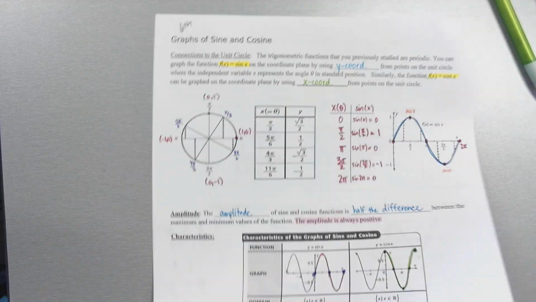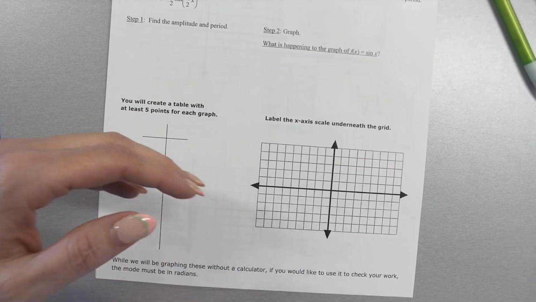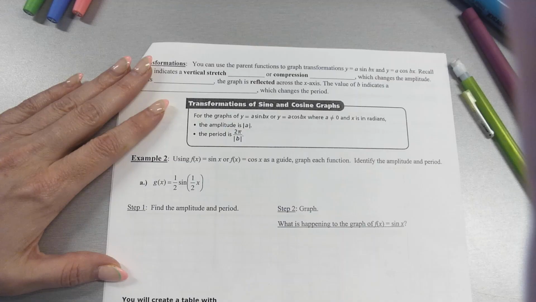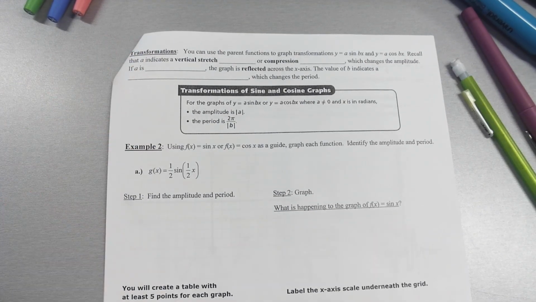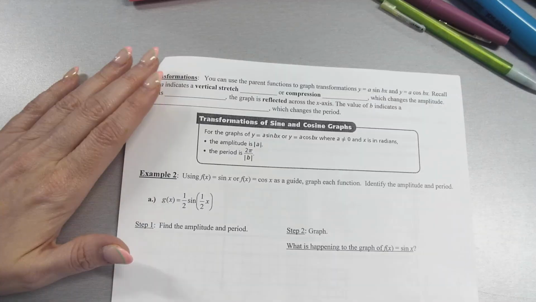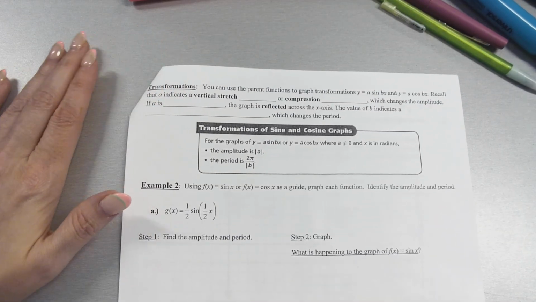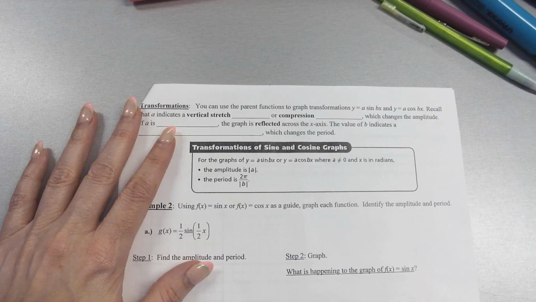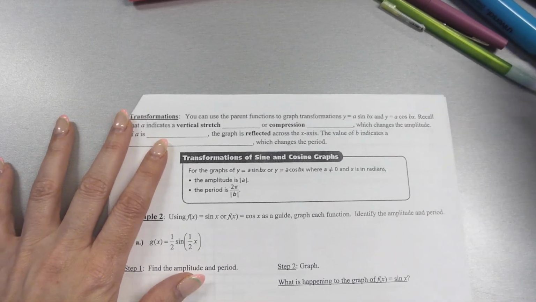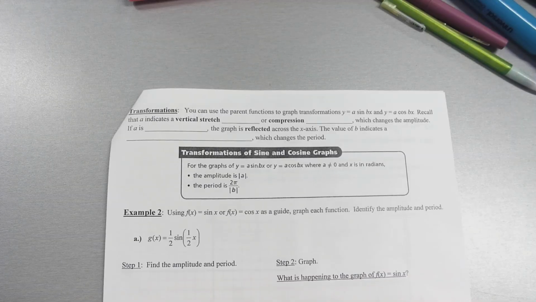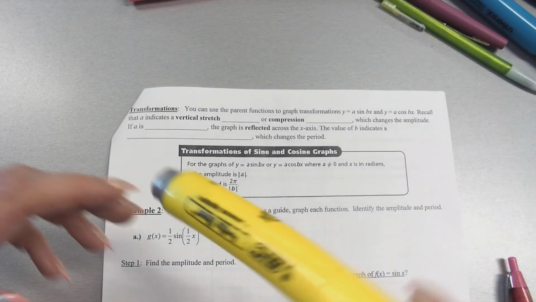All right, and then we're gonna take those parent functions and we're gonna perform transformations. Okay, so we're gonna do transformations for the rest of this week. So we're gonna start with a few transformations and then we're gonna keep adding them on. Okay. So for today, we're going to think of this form.